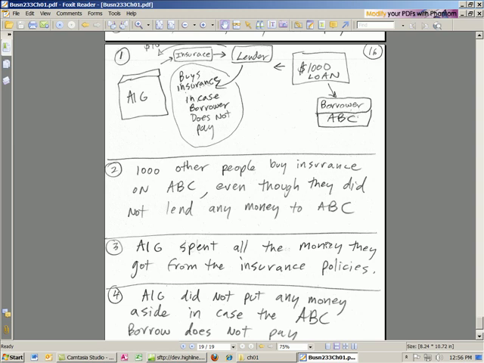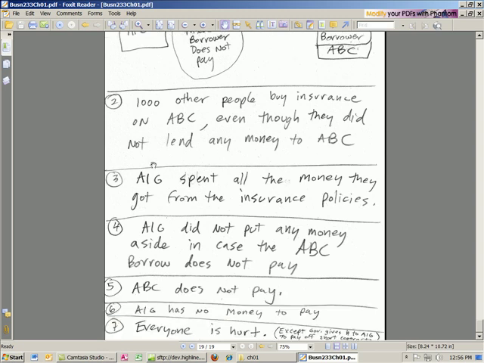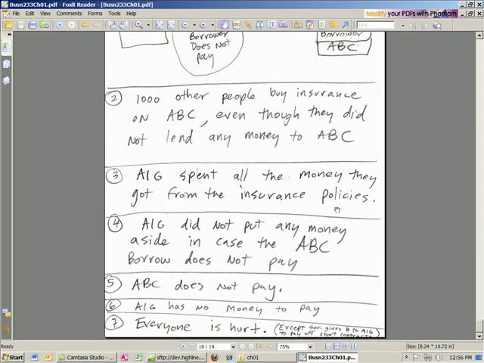And this was what happened with all of our mortgage debt. People went out and bet against people being able to pay off their mortgages. And again, it would not have been bad if AIG just put money aside. But AIG spent all the money, or put it somewhere, that they got from the insurance policies. AIG did not put any money aside, which is actually what happened, in case the ABC borrower does not pay. ABC does not pay. AIG has no money to pay. Everyone is hurt. That's what happened in the financial crisis.